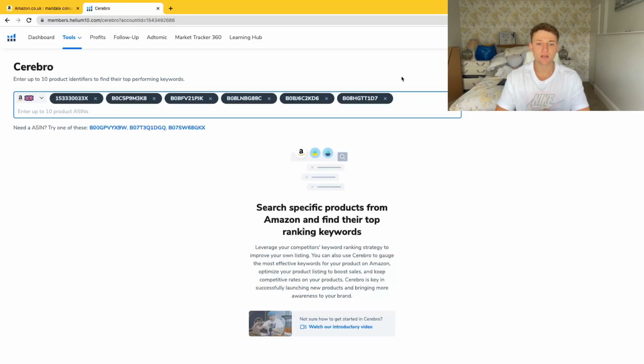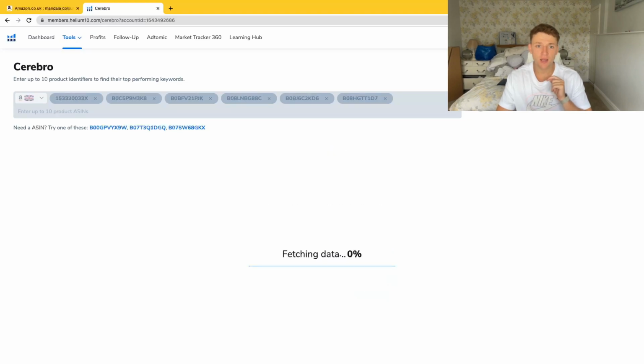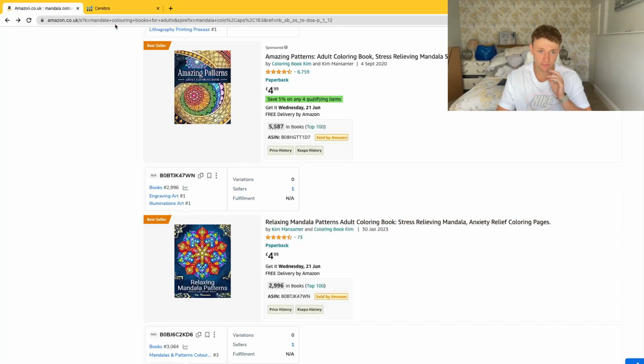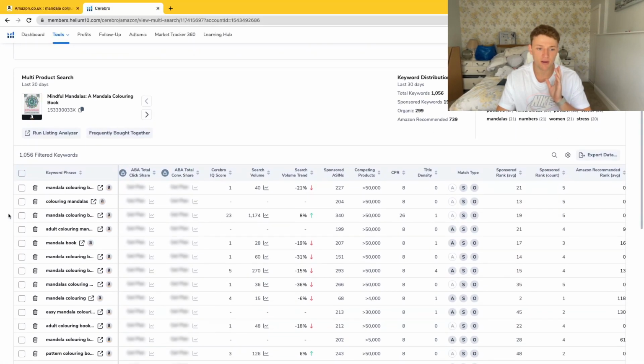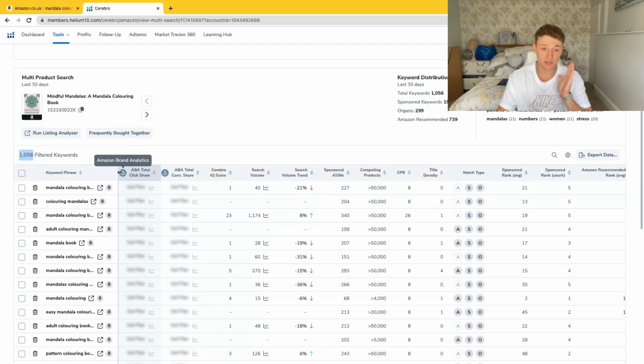So I'm back, and as you can see, I've got 6 different books that we're going to be analyzing for their keywords. All you need to do then is just press this Get Keywords button, and Helium 10 is going to look at all of the data for these books that we've just found are exactly related to our book and show us all of the keywords that they're ranking for. So we've got 1,056 keywords in here, which is absolutely amazing. Now there's 2 things you can do with this data.